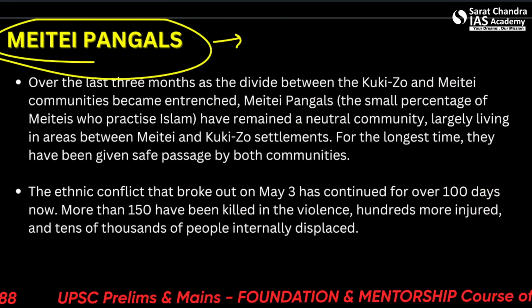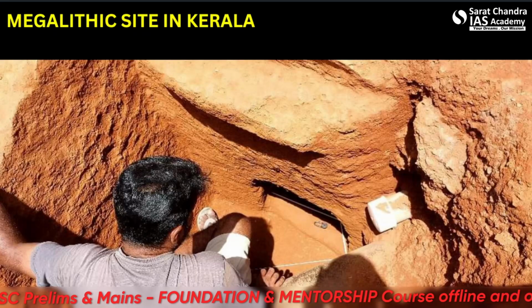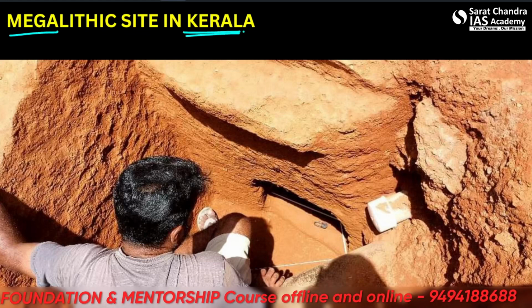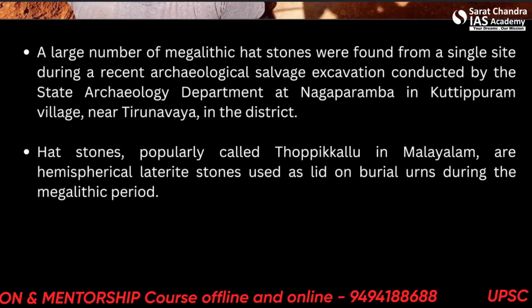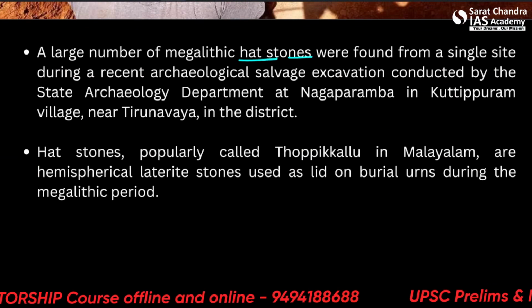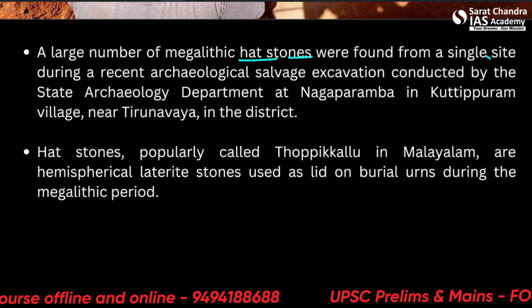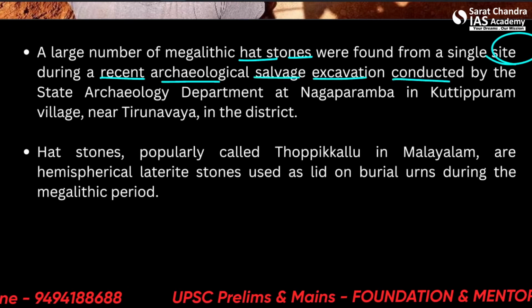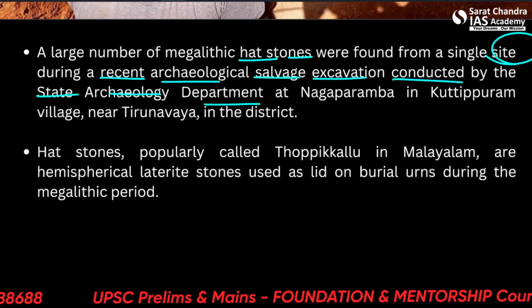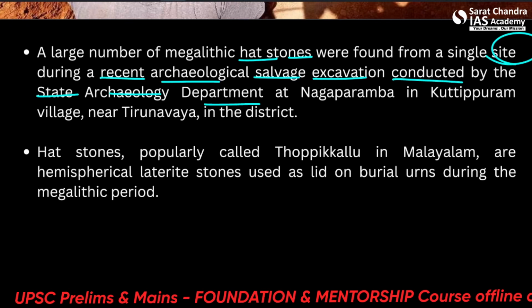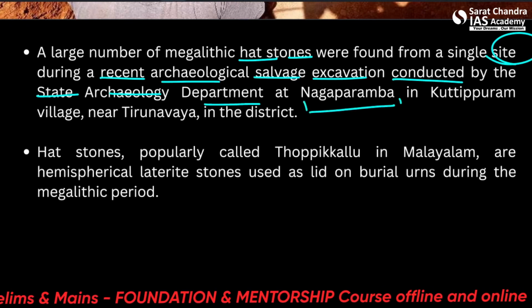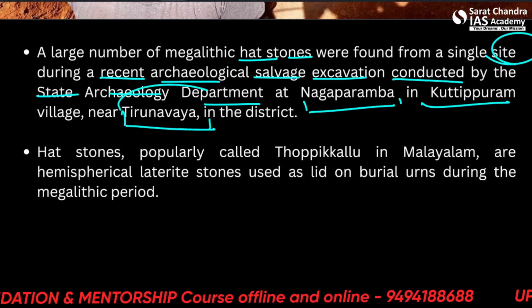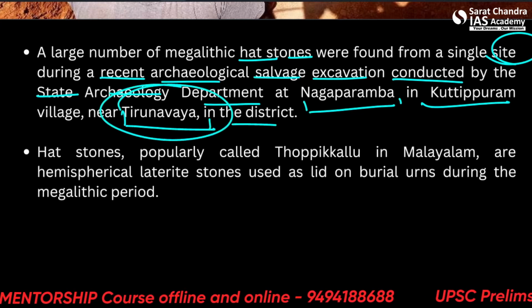Okay, let's come to the next news now. So the next news is megalithic site found in Kerala. We'll see about it. So a large number of megalithic headstones were found from a single megalithic site during a recent archaeological salvage excavation conducted by the State Archaeology Department. So the important part is where? Okay. So Nagamparamba in Kutipuram village near Tirunavaya. This is important, Tirunavaya. Alright, in the district.